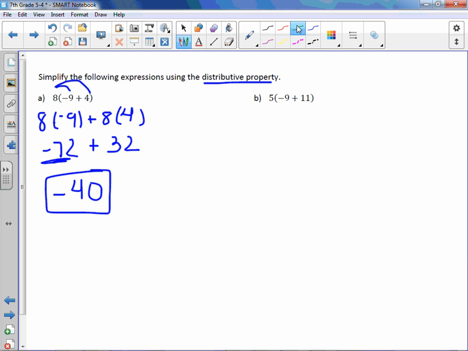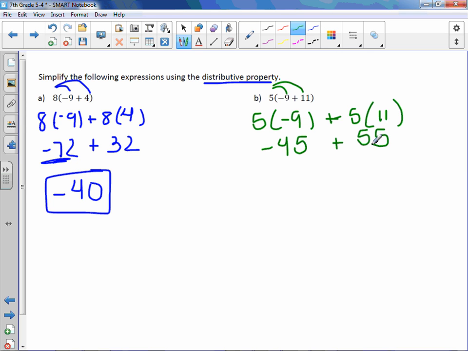Letter B, distribute by multiplying. So 5 times negative 9 plus 5 times 11. 5 times negative 9 is negative 45 plus 5 times 11, which is positive 55. Different signs difference, subtract, and keep the sign of the larger absolute value. So 10 is your simplification.